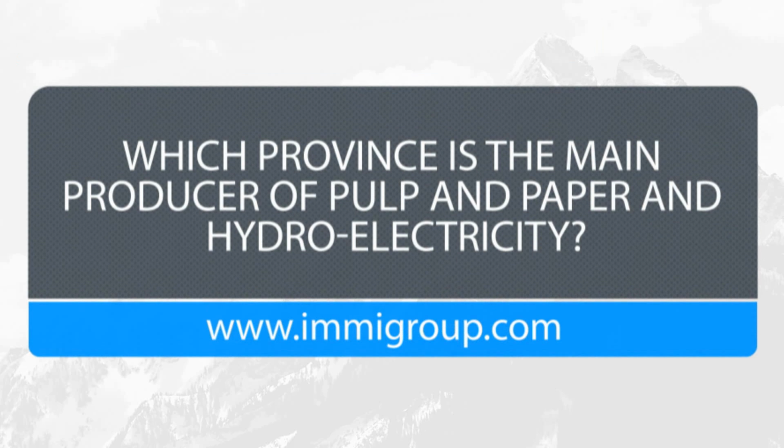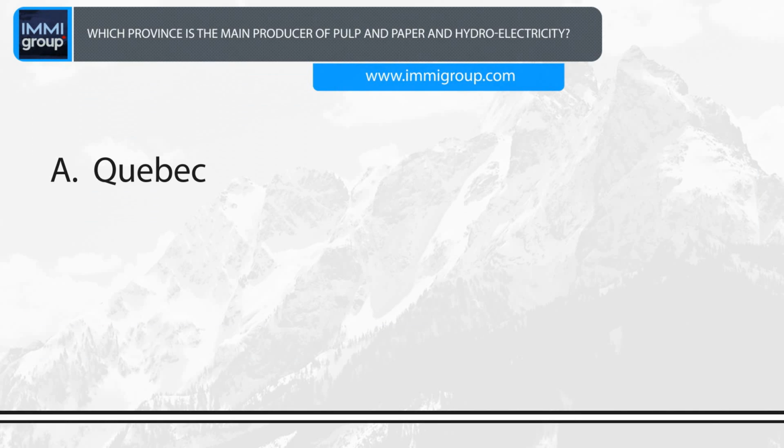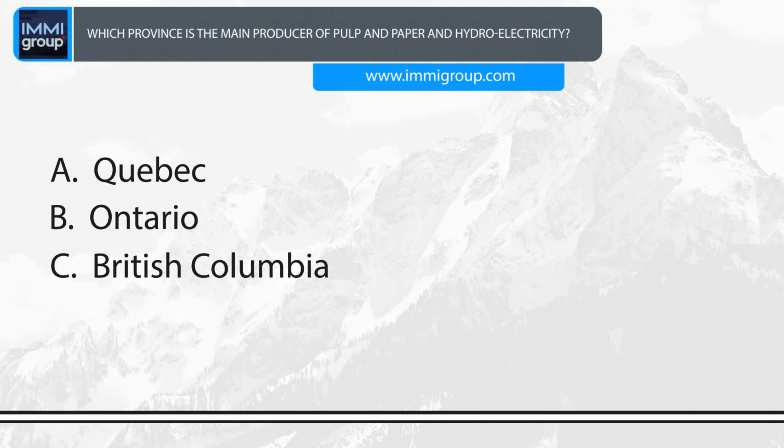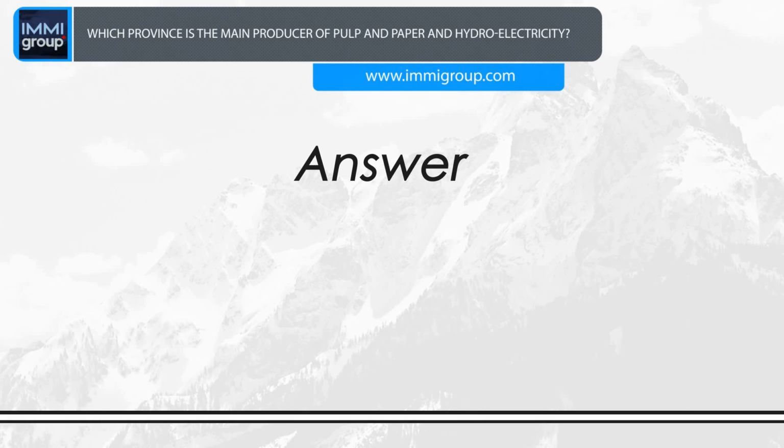Which province is the main producer of pulp and paper and hydroelectricity? A. Quebec. B. Ontario. C. British Columbia. D. Manitoba. Answer: Quebec.